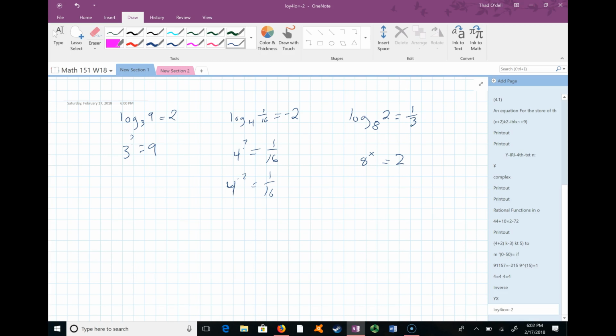So there are some examples. There are actually a whole page of these on Canvas that you can download and just practice doing that. And I'd advise that you do that.